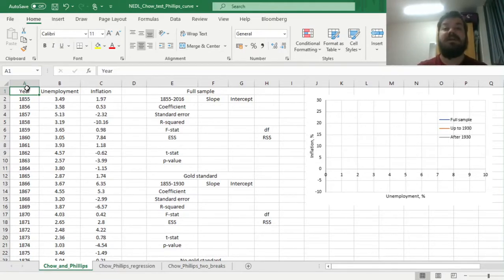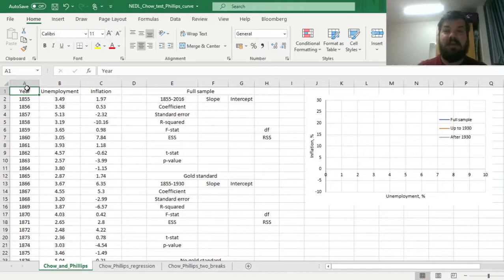So to help us understand the Phillips curve and the Chow structural break test, we have got macroeconomic data on unemployment and inflation rates for the United Kingdom starting from 1855 all the way until 2016. This dataset comes from the project called A Millennium of Macroeconomic Data, and it's quite a nice historical touch, given that Phillips himself first discovered this relationship on the UK macroeconomic aggregates.